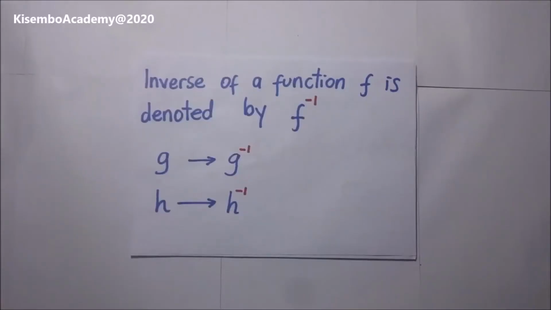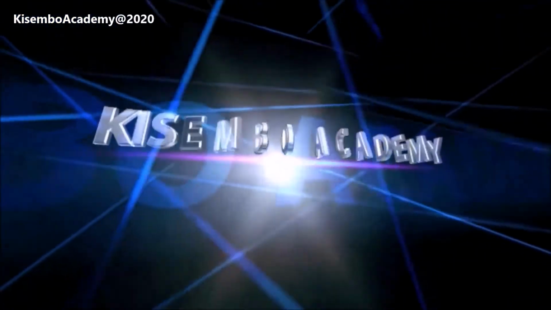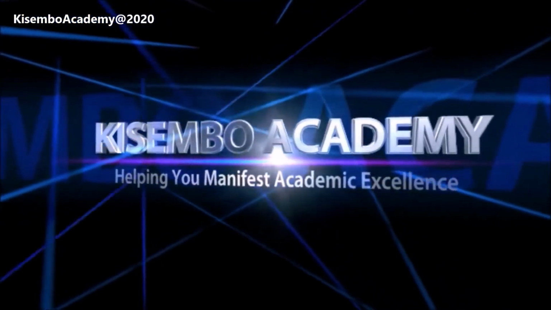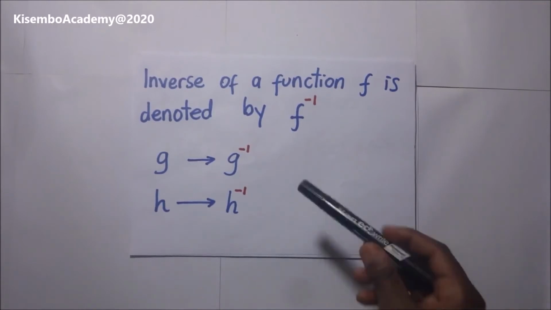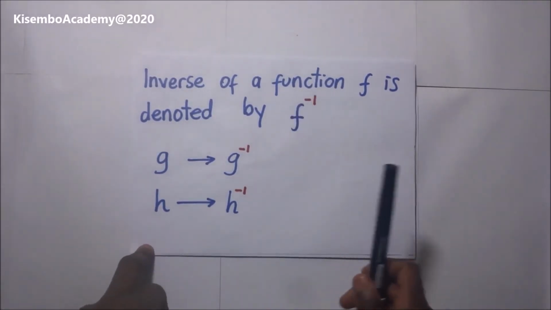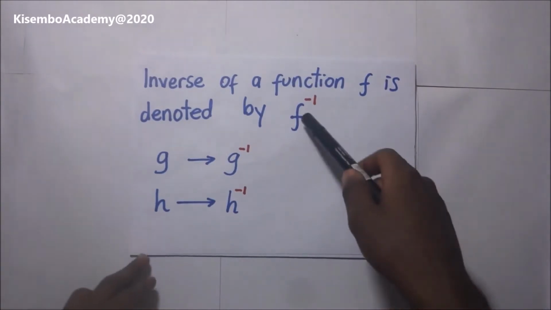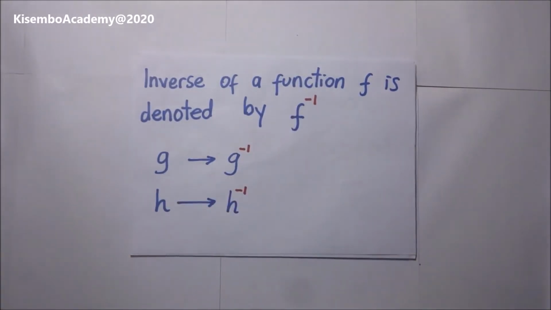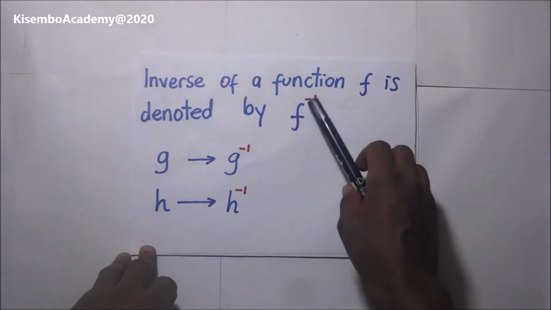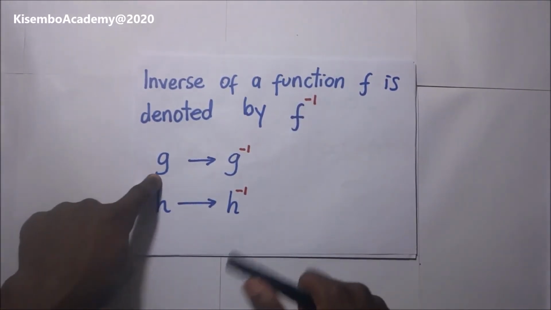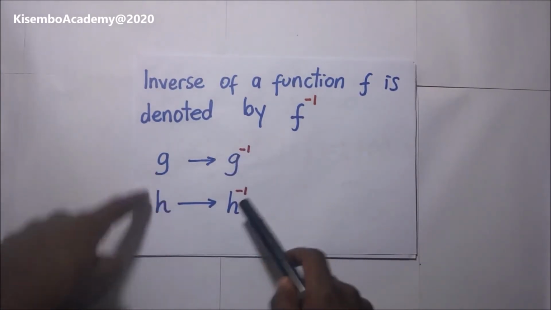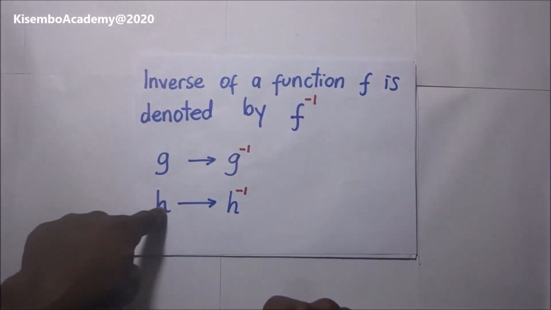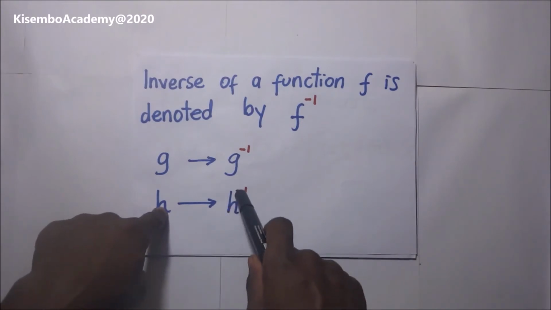In this session, we get to look at the inverse of a function. An inverse of a function is another way of saying the reverse of a function, and it is denoted by the power -1. Functions can be labeled f, g, h, or any letter. For example, if the function is labeled g, the inverse will be g to the power -1. If the function is labeled h, the inverse will be h to the power -1.